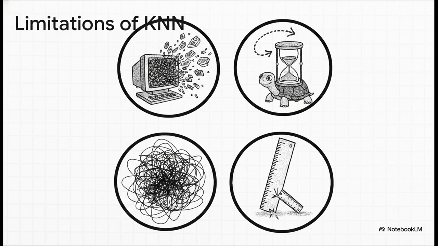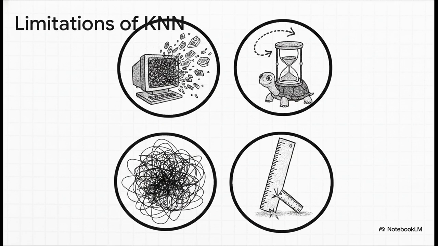First up, it is a massive memory hog. Because it's a lazy learner, remember, it has to store the entire dataset in its active memory. Second, that means its prediction speed can actually be really slow, because it has to calculate the distance to every single point right at the exact moment you ask it a question.